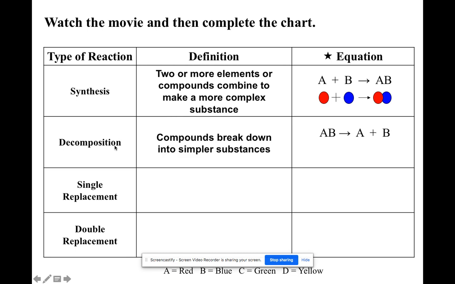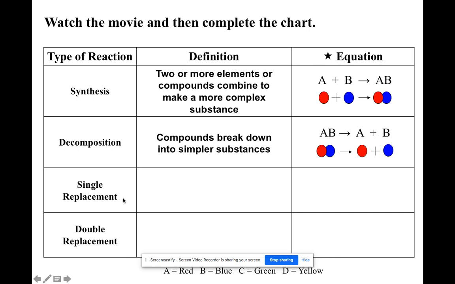And just as the name suggests, it means to decompose or to break apart. So decomposition is the opposite of synthesis. You notice when in synthesis you had A plus B forming AB, in decomposition you are now going to be breaking apart AB to form its constituent elements, A plus B. I usually tell kids to remember decomposition as like divorce, right? They're no longer a couple, they have separated.